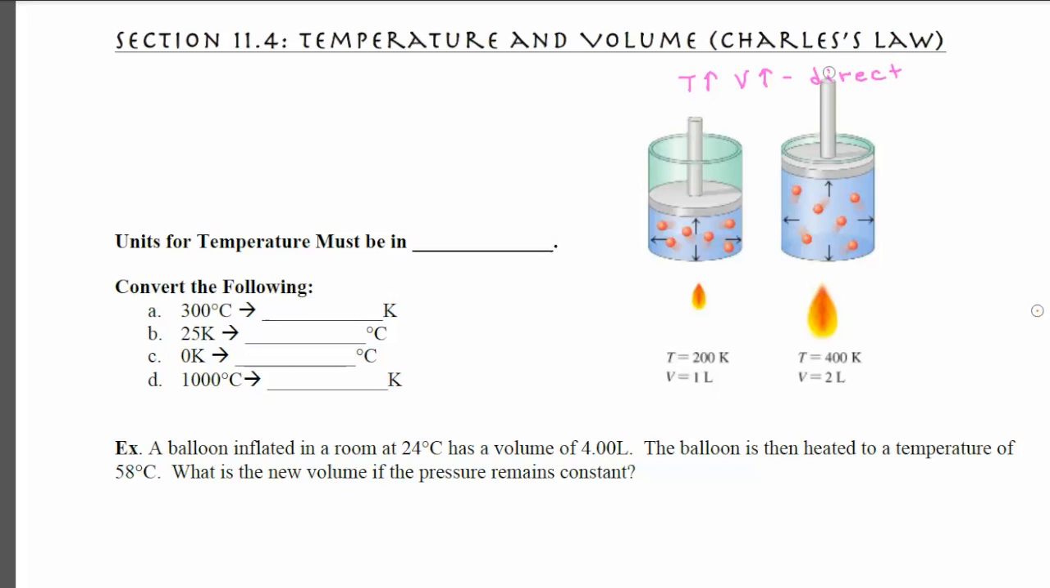And so the formula for this one is going to be your initial volume, V1, over your initial temperature, T1. That will equal your second volume divided by your second temperature. The important thing to remember is that your temperature has to be in Kelvin. So what I'm going to have you do right now is just a tiny bit of practice.